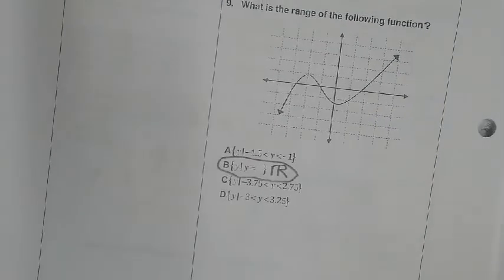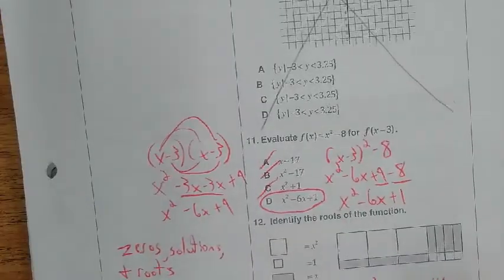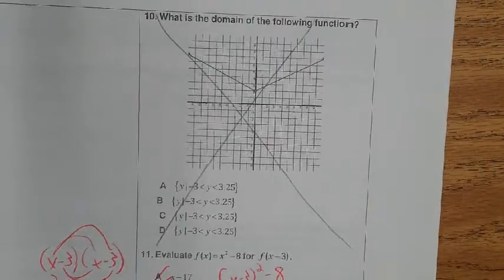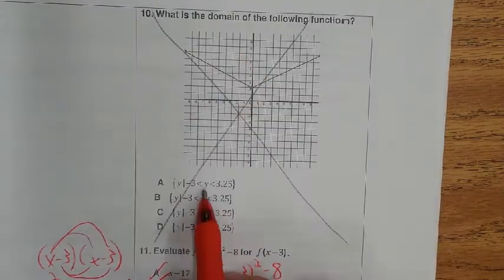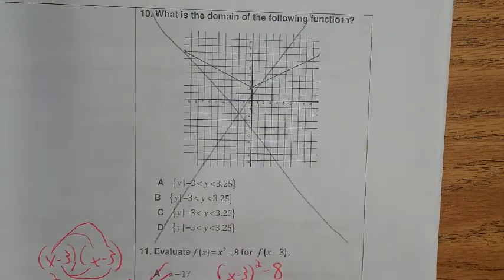All right, we're almost there. What was the last one? Huh? All real numbers. All right, 10 we marked out. Remember, the reason we marked out 10 is it said domain. Well, it gives us y in all of our answers. Y is range.